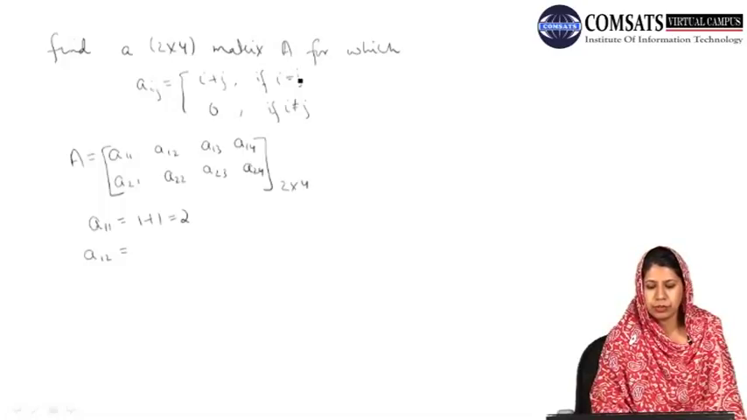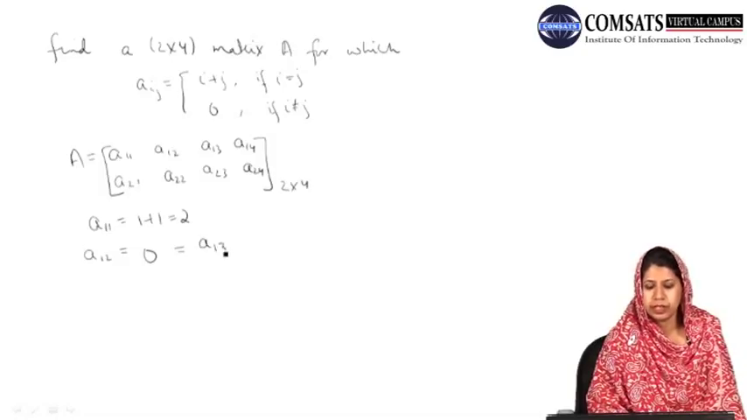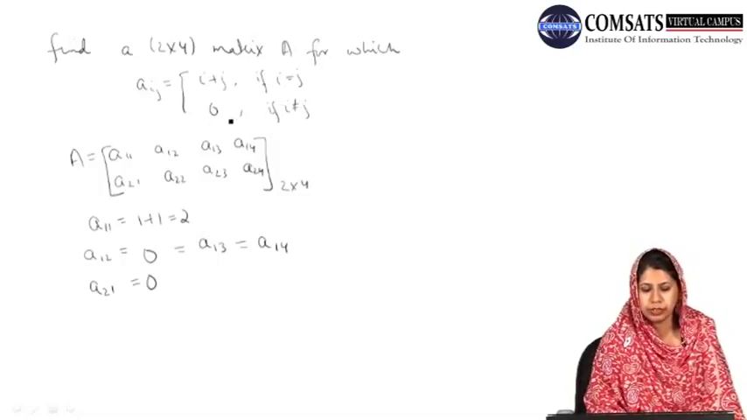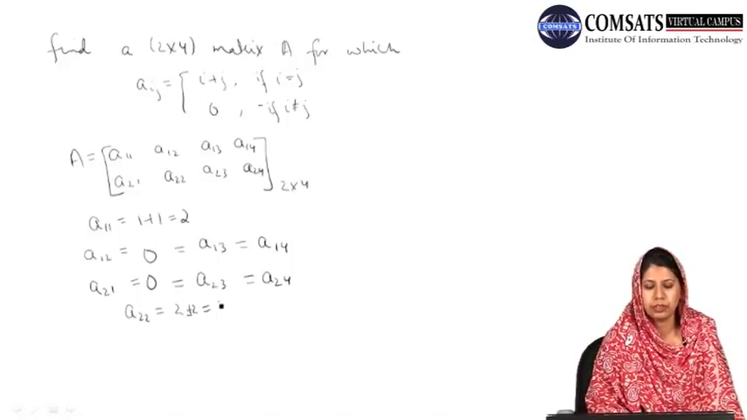A12, since i is different from j, this will be 0. This is the same with A13 because i is different from j, and the same with A14. Now A21 will be 0 again because i is different from j, that entry will be 0. This is the same with A23 and A24, and the entry A22, since i equals j, the entry will be i plus j, that is 2 plus 2, which is 4.